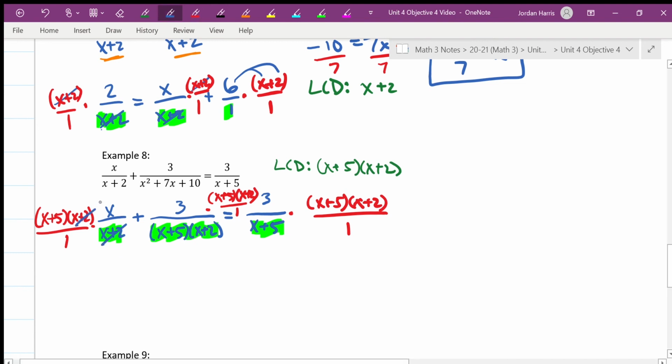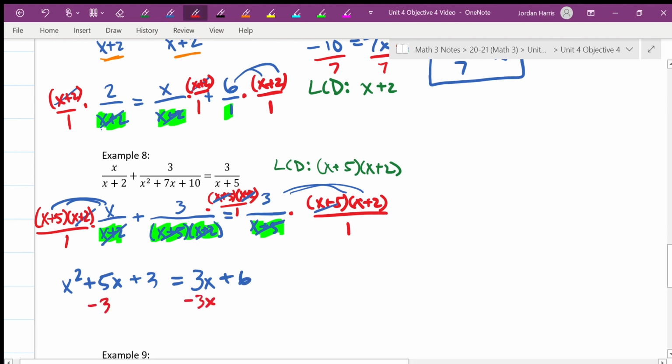So this one, the x plus 2 simplifies, so I got to distribute x squared plus 5x. This one, they both simplify, so it's just plus 3 equals x plus 5 simplifies, so I got to distribute the 3, so I get 3x plus 6. It's quadratic. We got to make it equal 0. Whenever it's quadratic, it has to equal 0. So I end up with x squared plus 2x minus 3 equals 0.